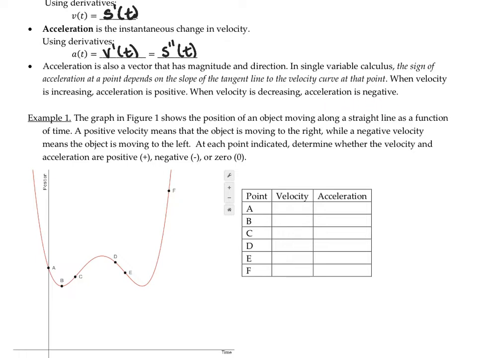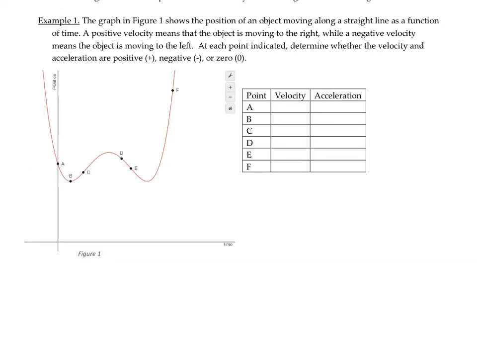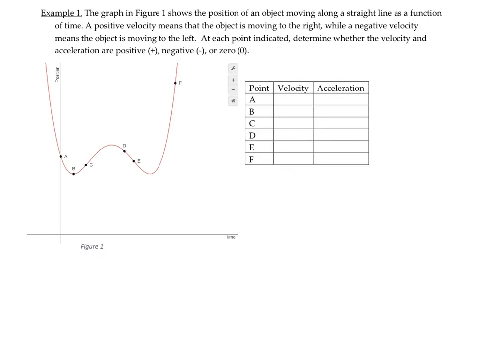Okay, so let's take a look at an example. We have this graph in figure 1, and this is a position graph. So this graph is telling me the position as a function of time. We have an object moving in a straight line. If we have positive velocities, we're going to interpret that as the object moving to the right, and a negative velocity would mean the object is moving to the left.